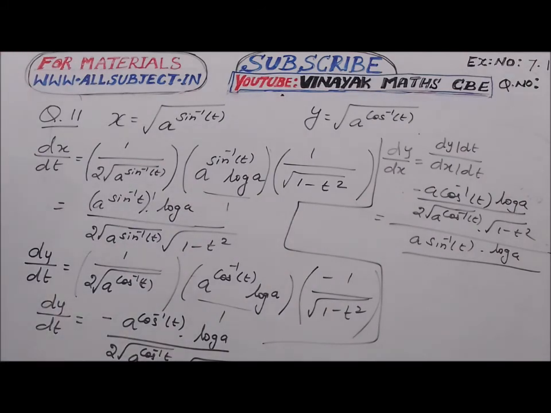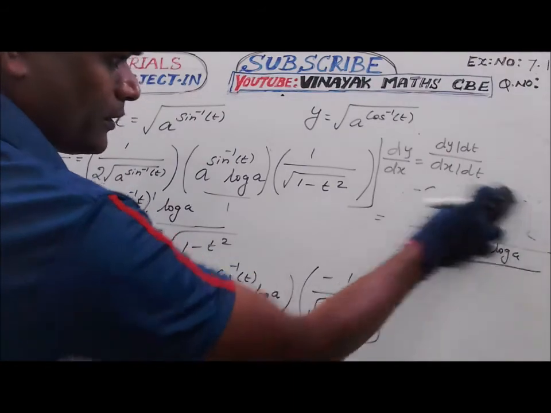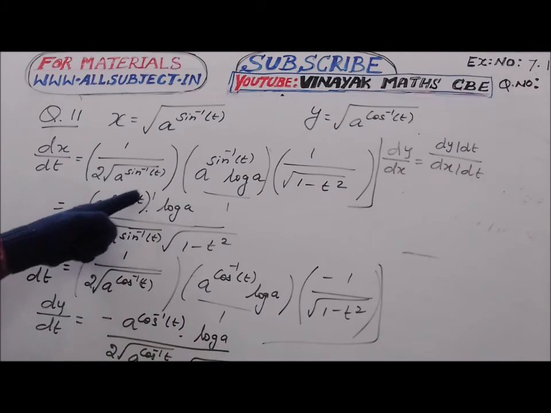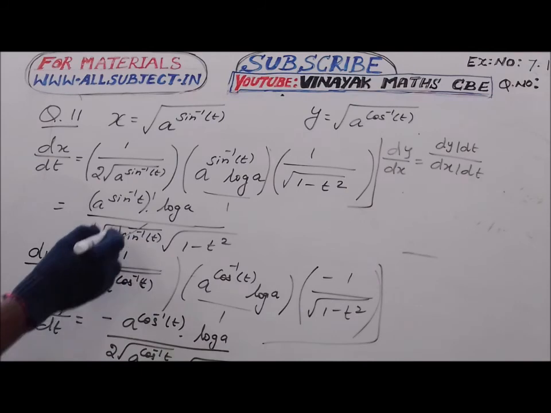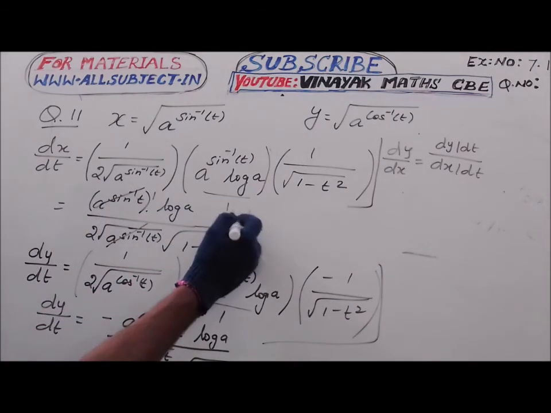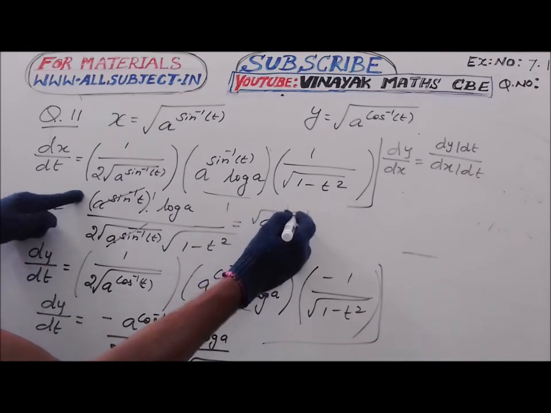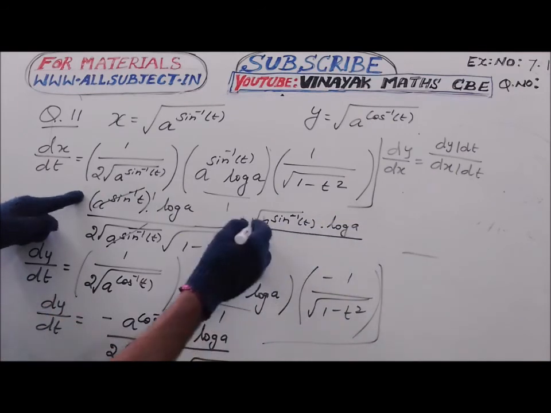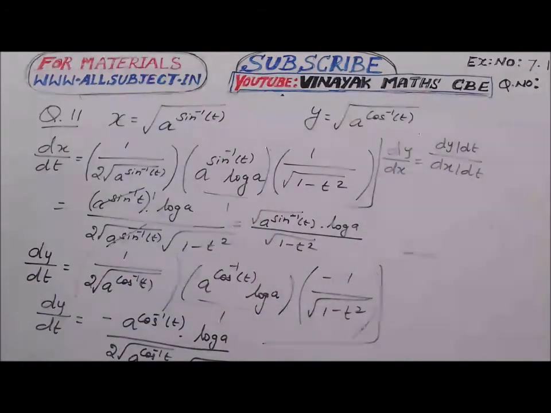So we can skip one more step here. We can write one more step, then we can proceed. Listen carefully here. This means a power sin inverse of t whole power n. This means a power sin inverse t whole power half. When we cancel these two, the remaining is root of a power sin inverse of t into log a divided by root of 1 minus t square.